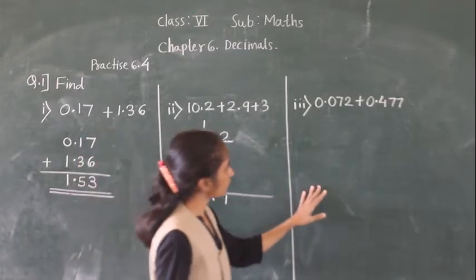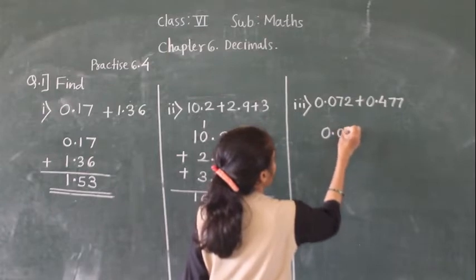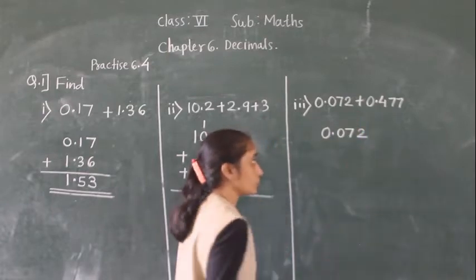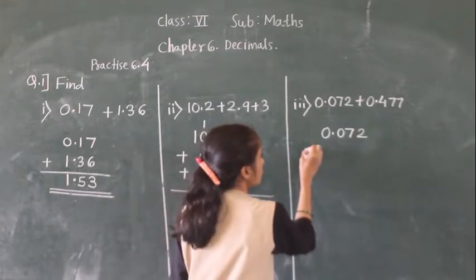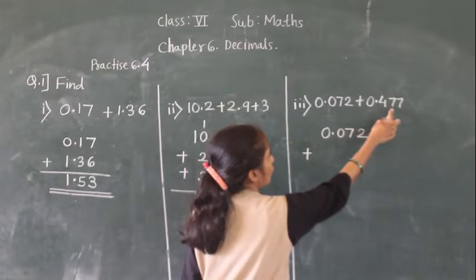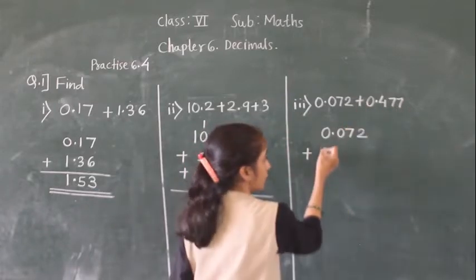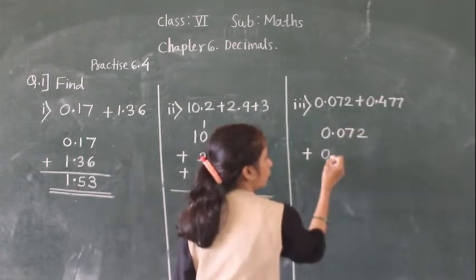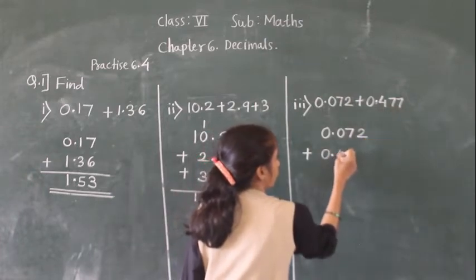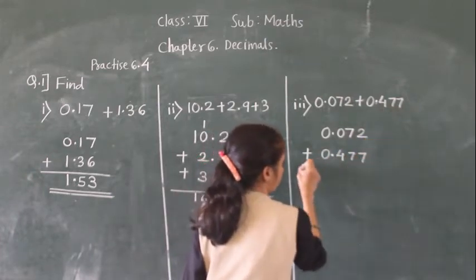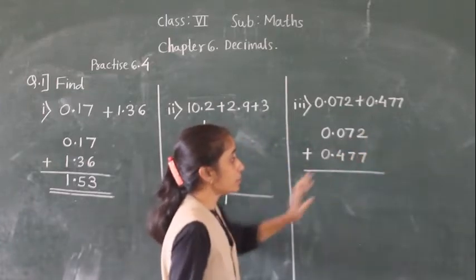Okay, so now let's see the next example. 0.072 plus 0.477. Now the whole number part is 0, so write 0 down of 0, and the point down of the point. Okay, 477.